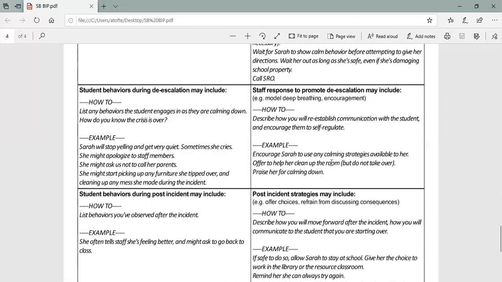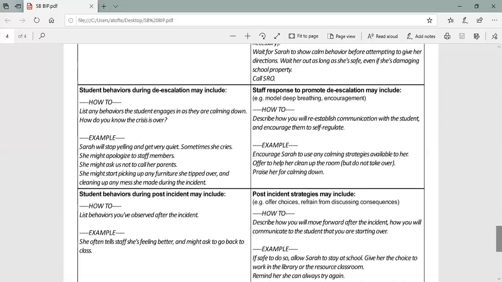So we're going to encourage her at this point to use any calming strategies available to her. And if we knew what they were here, you'd list them. Remind her she can take deep breaths. Remind her she can, whatever it might be that the student was taught. I've kept this pretty vague, but you can be more specific. Offer to help her clean the room. Don't take over and do it for her, but if you see her start to pick up chairs, maybe you pick up 1 chair. The point is, we're trying to keep her going in that direction.